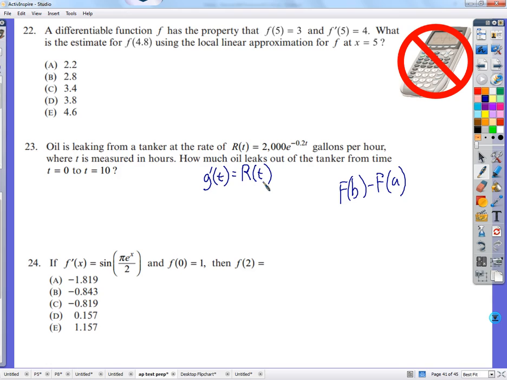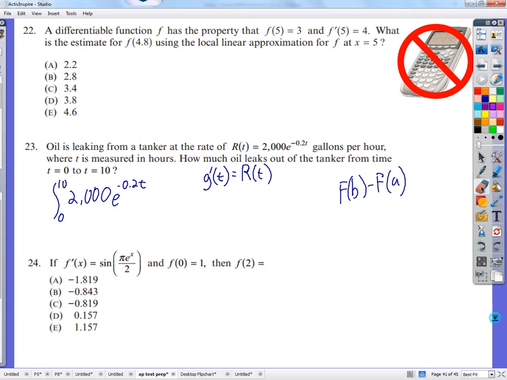So if what I want to know is about how much oil leaks out, I want to know about values of G of T. How do I go from R of T to G of T? The antiderivative. Okay. So we take the antiderivative of this, 2000 e to the negative 0.2 t, from 0 to 10, as it turns out. Because what are we going to do? We would take the antiderivative, find out how many gallons there were at 10 hours, how many gallons there were at 0 hours, and subtract. That's the fundamental theorem of calculus. So yeah, it is F of b minus F of a, but what F was, you were mistaken about.